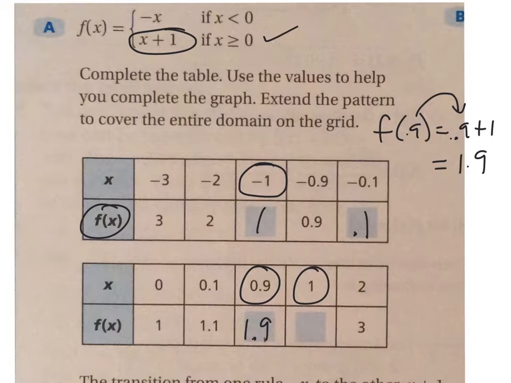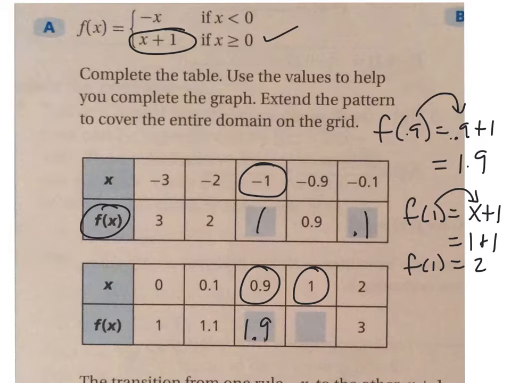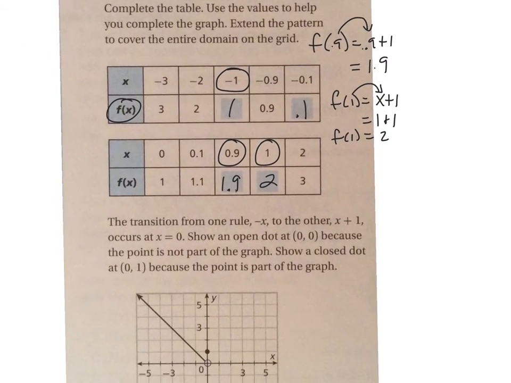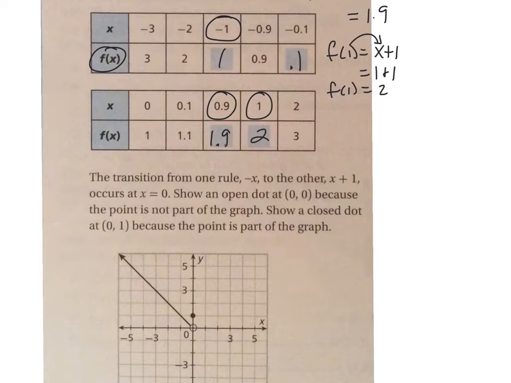Alright? Let's plug in 1. So f of 1 equals, and now remember it's x plus 1, so I'm going to plug that 1 in for x, just to remind you. So 1 plus 1 is equal to 2. So f of 1, when x is 1, y will be equal to 2. Now, what we're going to do with this is take those numbers and look at a graph. Okay?